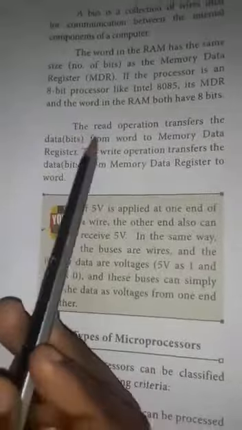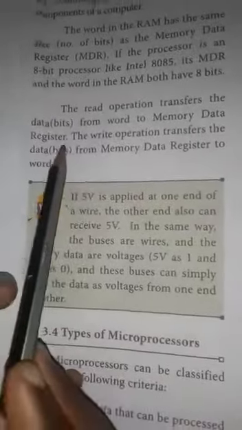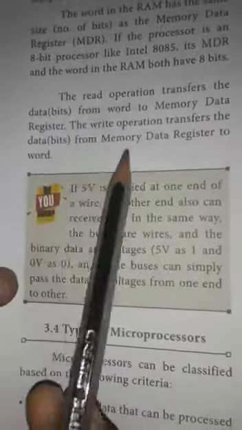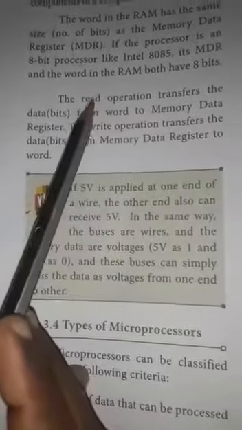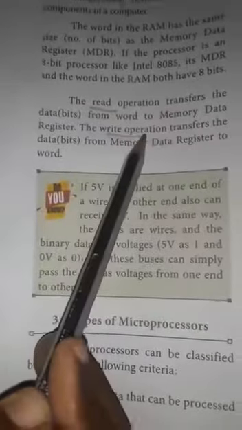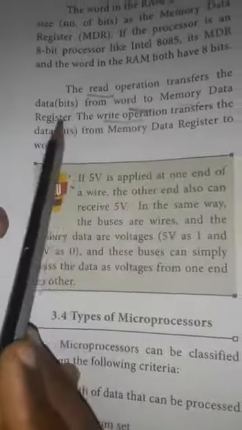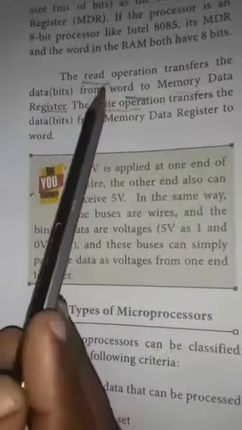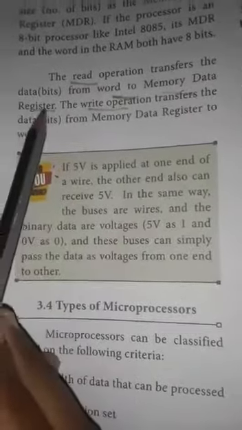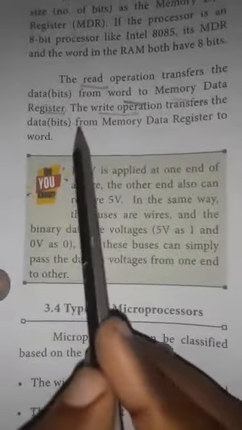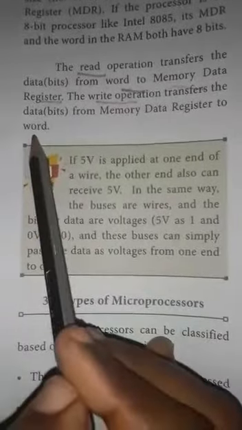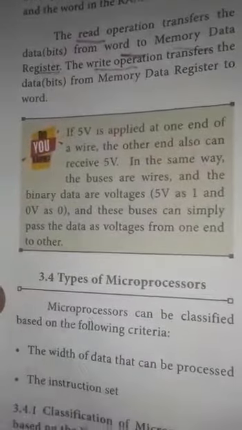Next, there are two operations, the read operation and the write operation. The read operation transfers the data from the word to the memory data register, but the write operation transfers the data from the memory data register to the word.